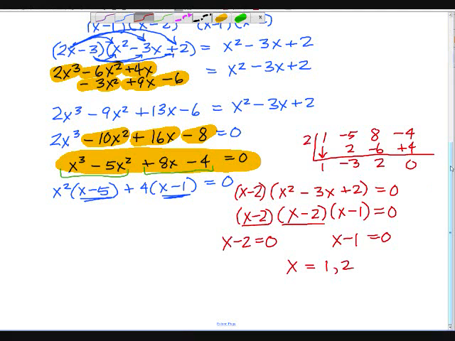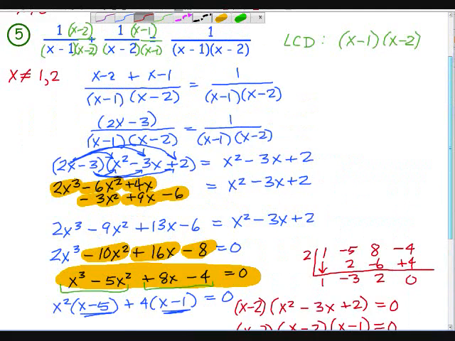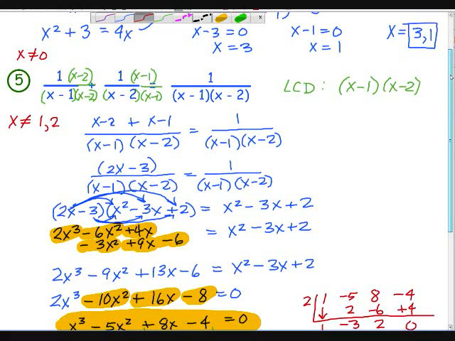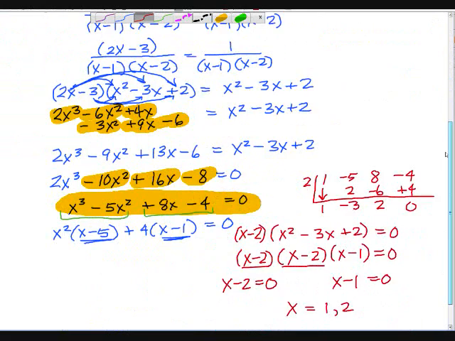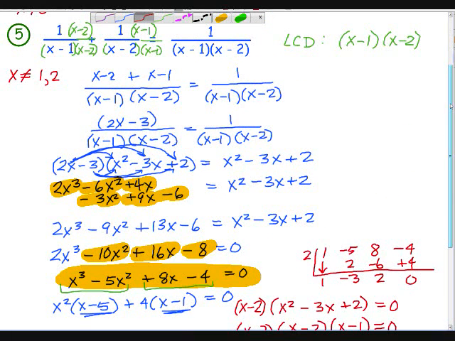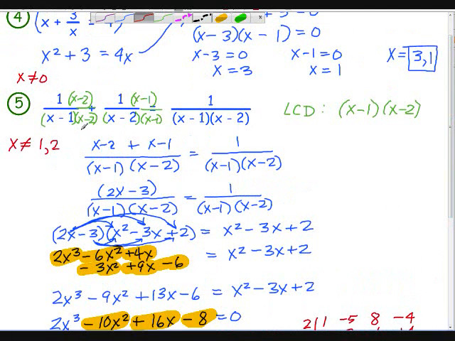Now let's just check. I can't allow those solutions. So after all that work, I have to say, no, those are not permissible, because if I use them, the denominator would go to 0. My answer here, after working all this time, no solution.